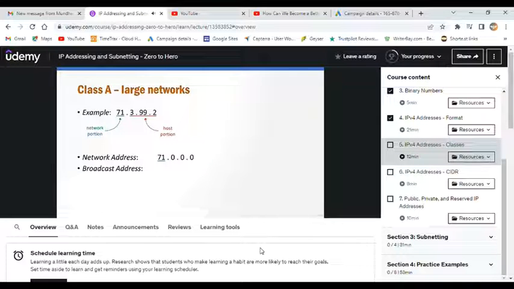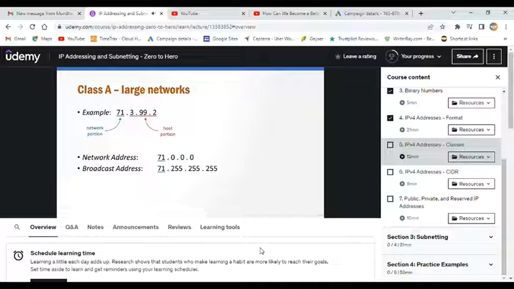Now, how do we determine the broadcast address? It's similar. We also need to copy the network portion, which is 71, and then in the host portion, we're going to put all ones. Of course, this is in binary format. So when you convert 8 ones to decimal format, you're going to get 255. So we're going to have 71.255.255.255.